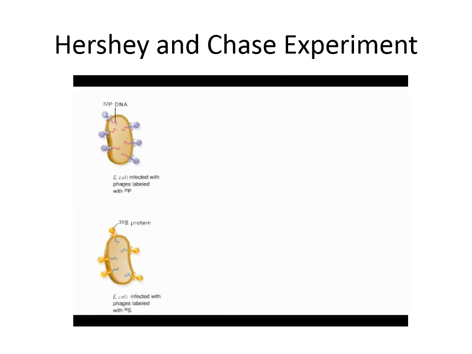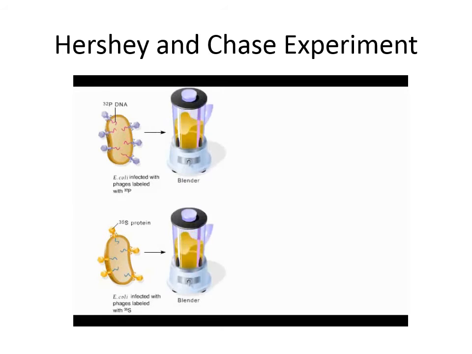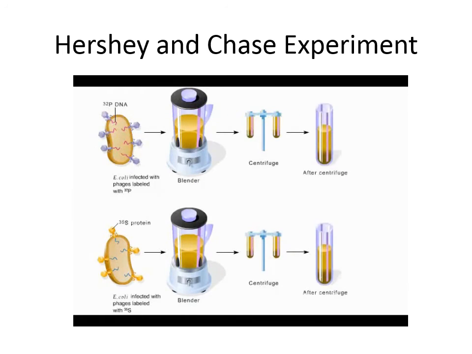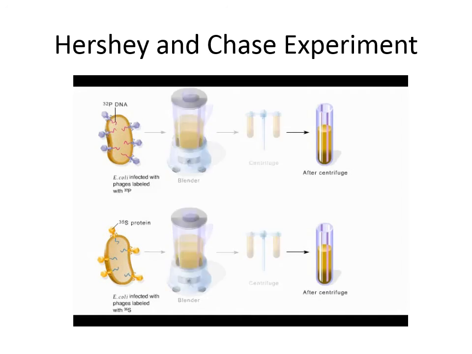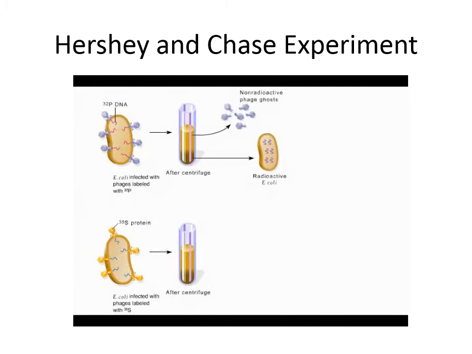In the next phase of their experiment, Hershey and Chase infected E. coli with the two types of labeled T2. They then used a blender and a centrifuge to separate the protein parts of the phage, called the phage ghosts, from the rest of the infected cell. The scientists discovered that the labeled DNA appeared in the host cell, but not the phage ghosts, while the labeled proteins appeared in the phage ghosts, but not the host cell.